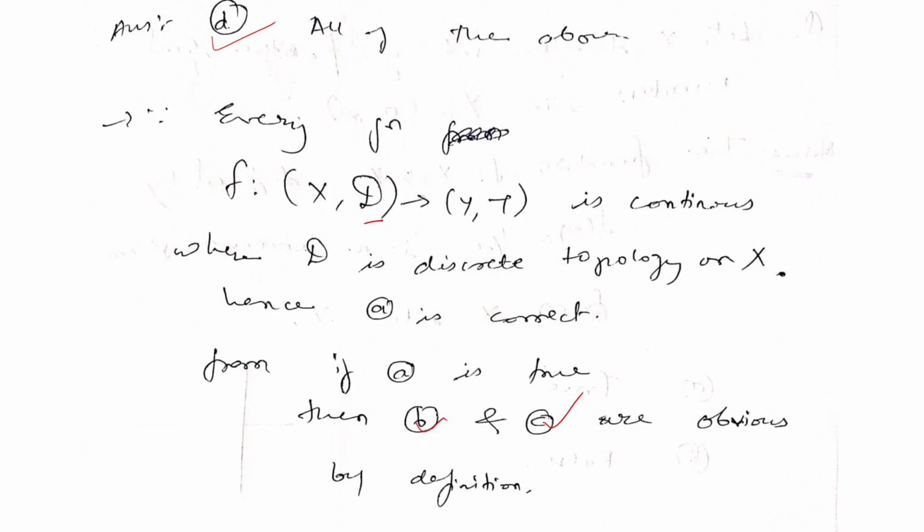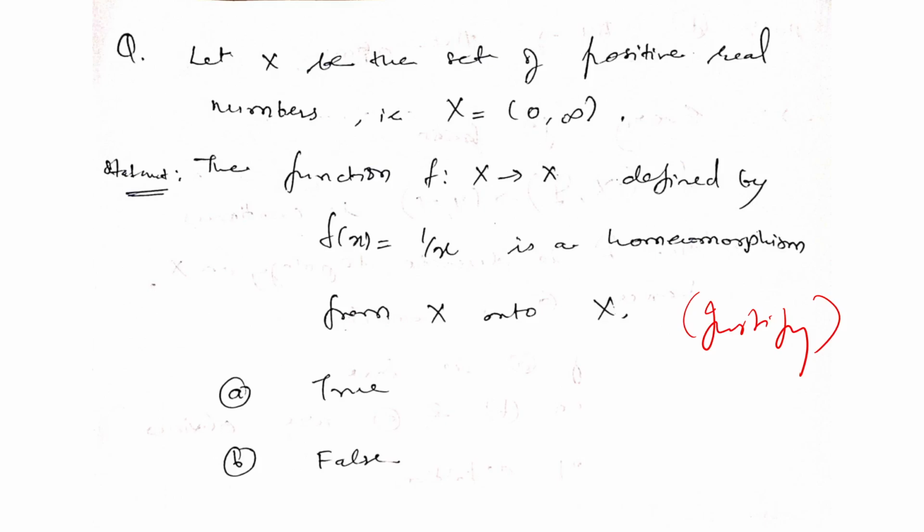So let's move to the next question. The second question is, let X be the set of positive real numbers, that is X equals open interval (0, infinity). The statement is that the function f from X to X defined by f(x) = 1/x is a homeomorphism from X onto X. Is it true or false? Justify. Is it a homeomorphism?